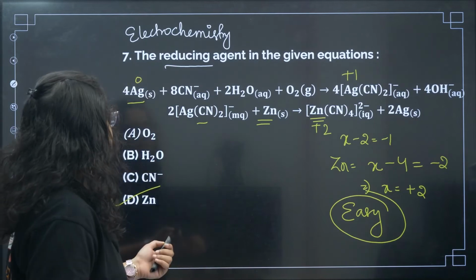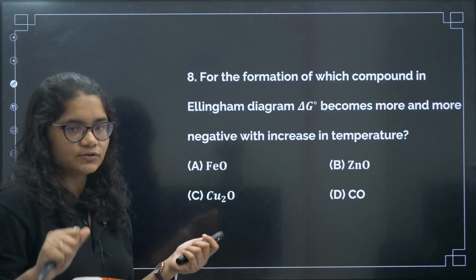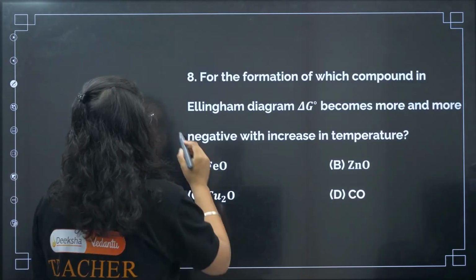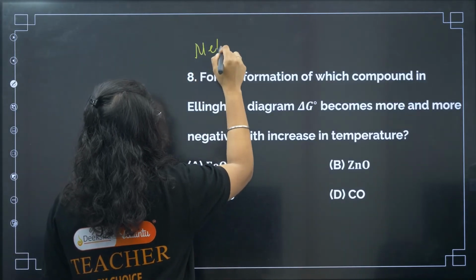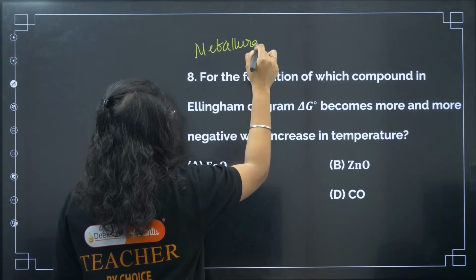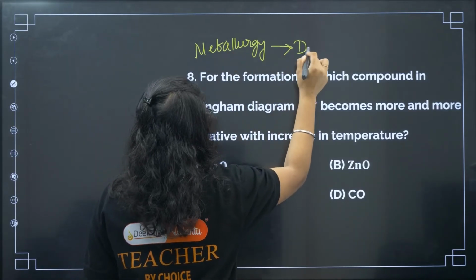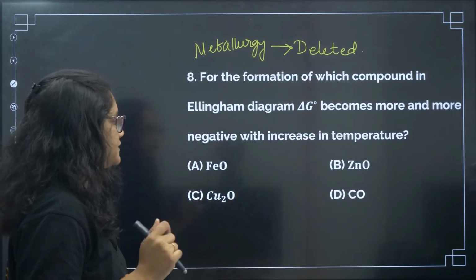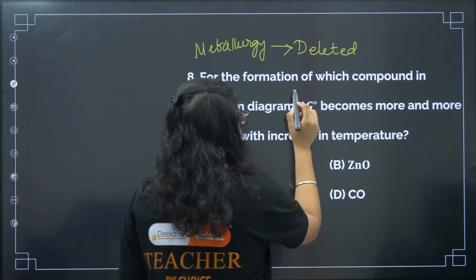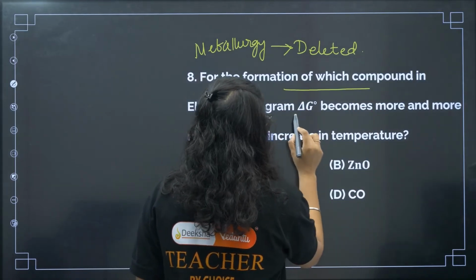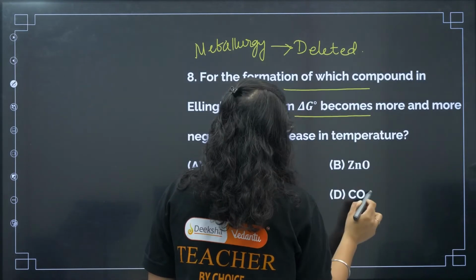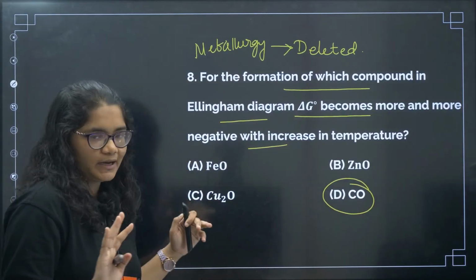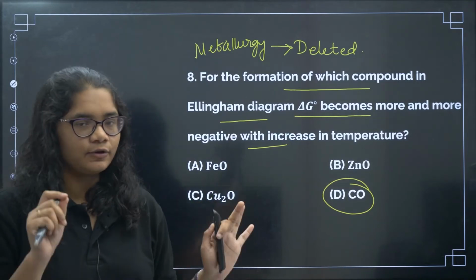Okay, now let us go to the next question. I hope you all are solving correctly with me. Next question: for the formation of which compound? This question has come from your metallurgy chapter, but this chapter is your deleted chapter, so you need not worry, you need not study this chapter, but I will tell you the answer. For the formation of which compound in the Ellingham diagram does delta G become more and more negative? That is for carbon monoxide, CO. I will not explain anything here because this chapter is not there for your exam.